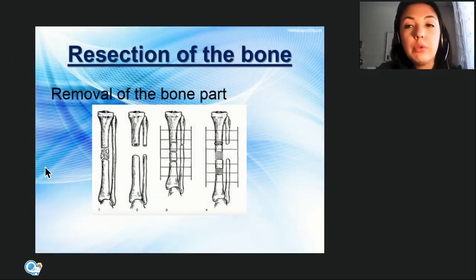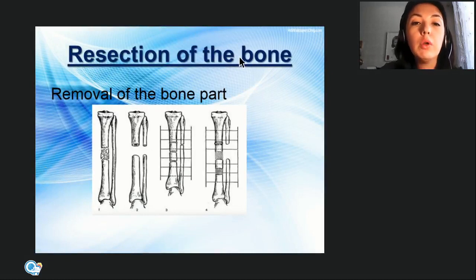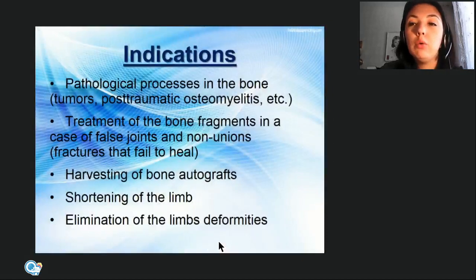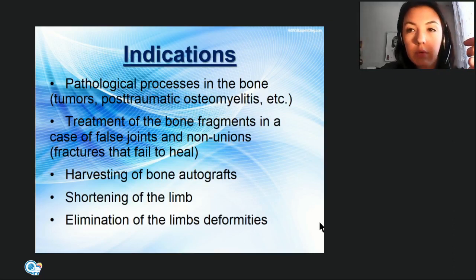Okay, the other operation is a resection of the bone. As any resection, it is removal of a part. In this case, it is a removal of a bone part. Here you can see different types of resection. So why do we perform resections of the bone? In case of pathological processes in the bone, like tumors, or post-traumatic osteomyelitis. Osteomyelitis, it's clear, is a purulent lesion of the bone involving the medulla, involving bone marrow.